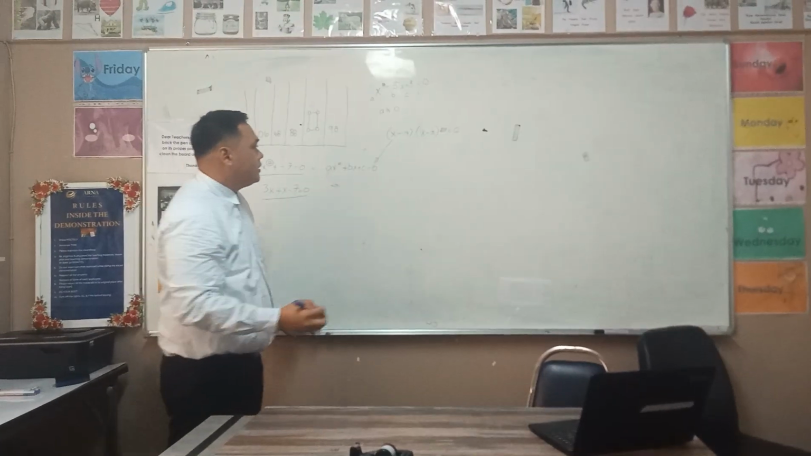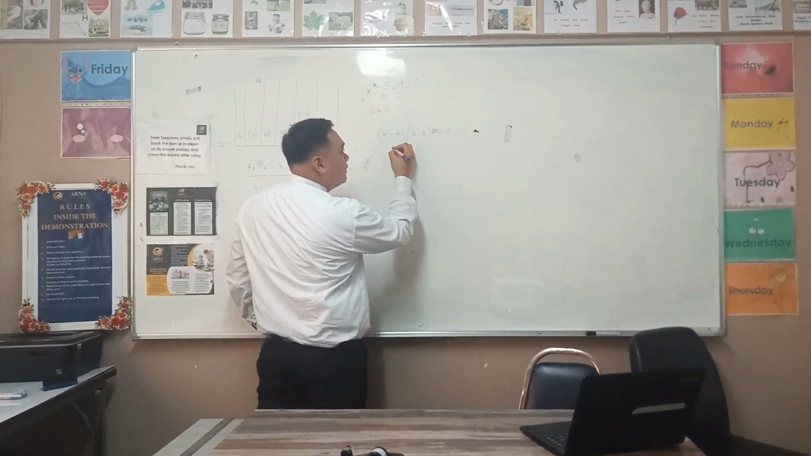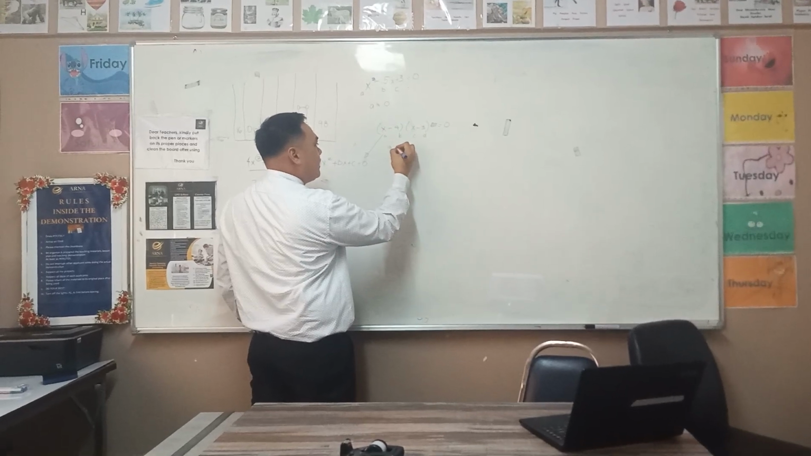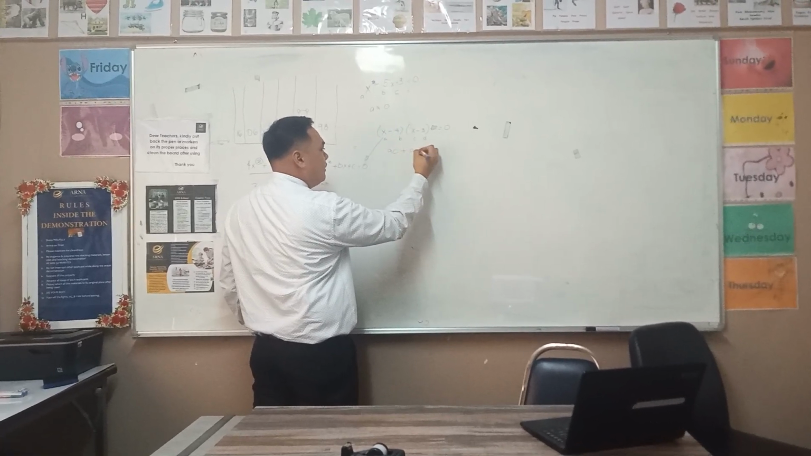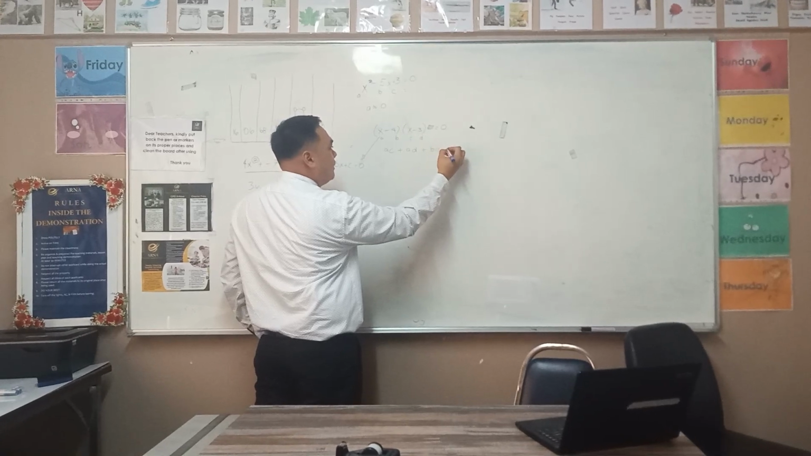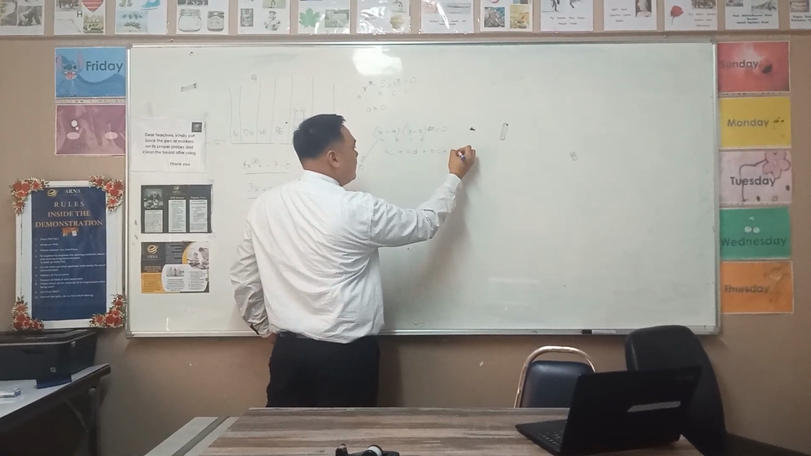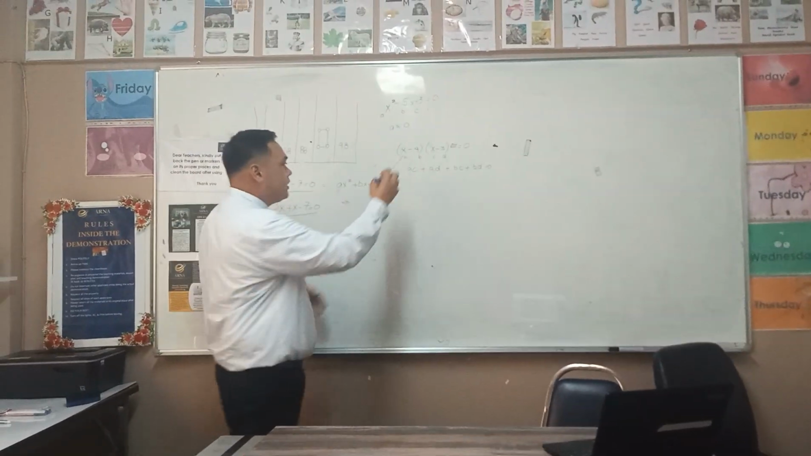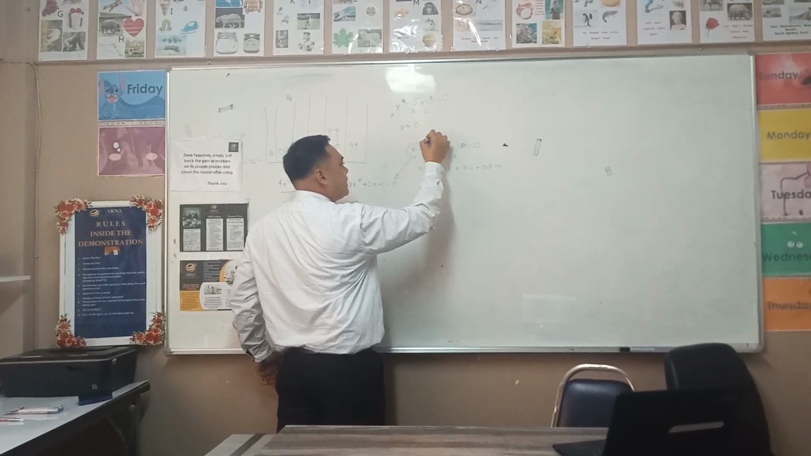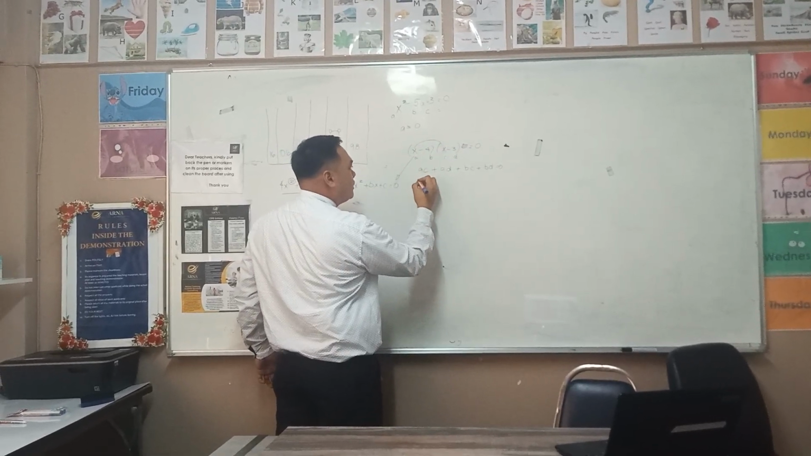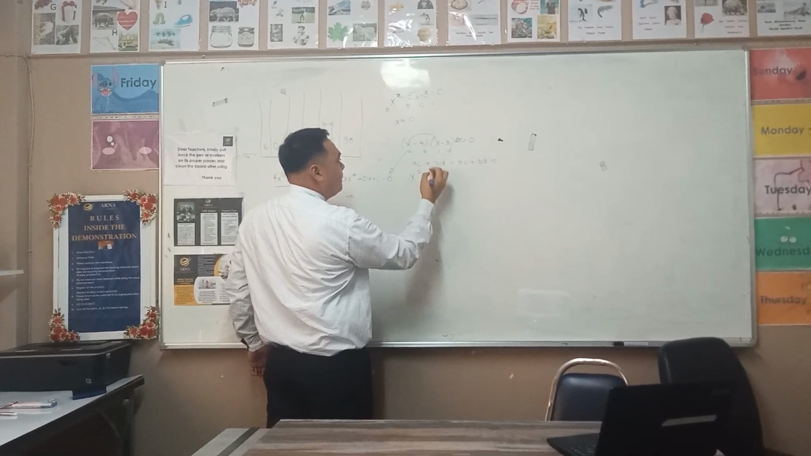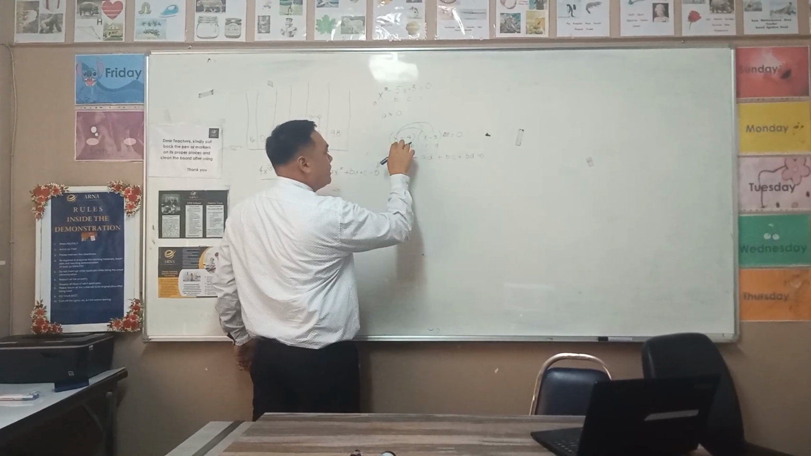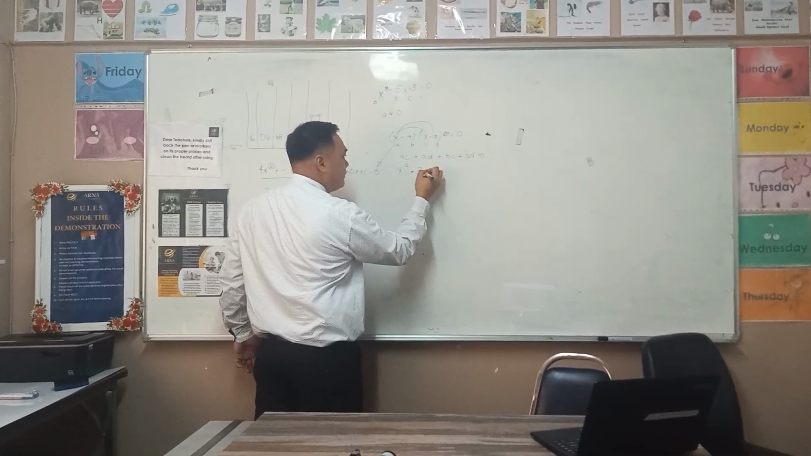How are we going to solve this? We use the FOIL method, by using a, b, c, d, which is a times c plus a times d plus b times c plus b times d is equal to 0. That's the FOIL method that we will use. Now, to solve: first is x times x, which is a times c, so our value is x squared. Then next is a times d, which is x times negative 3, is negative 3x.